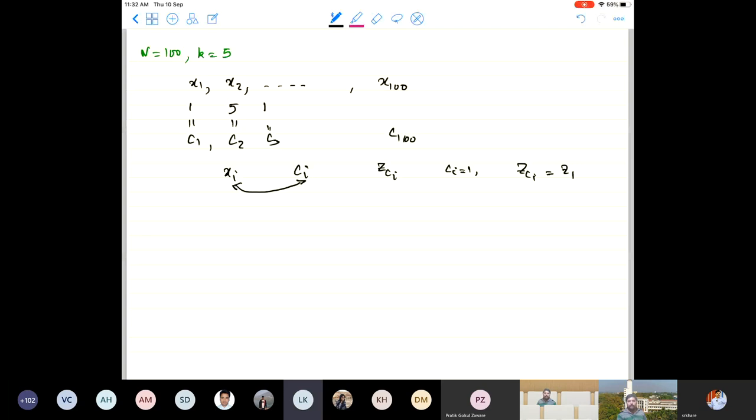Is there any book with a reference for this kind of notation? I already told you in the first class: the book by Stephen Boyd. You can read the book by Stephen Boyd, chapter 4. This is from chapter 4 of Stephen Boyd's book.